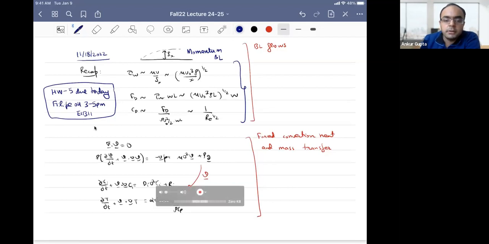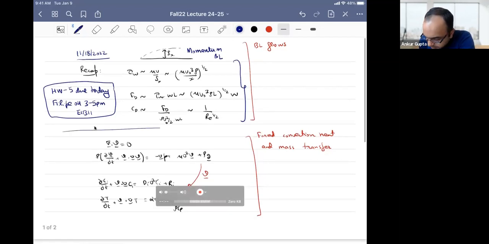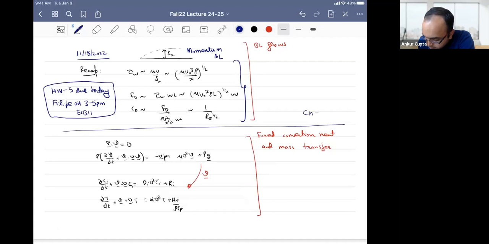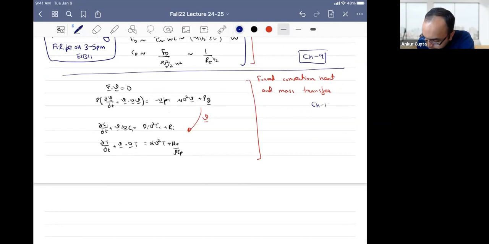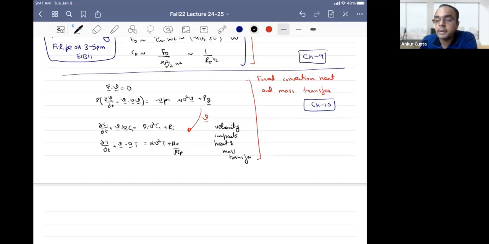All right, let's go further. So this was chapter 9. I just want to make sure that we are clear that this was chapter 9. Then we started going towards chapter 10, which was forced convection heat and mass transfer, and we discussed this last Wednesday. Forced convection heat and mass transfer means that the velocity impacts heat and mass transfer, and not the other way around. Okay, so heat and mass transfer do not impact velocity.